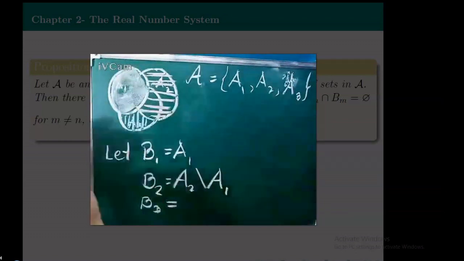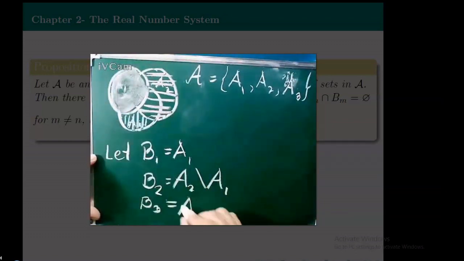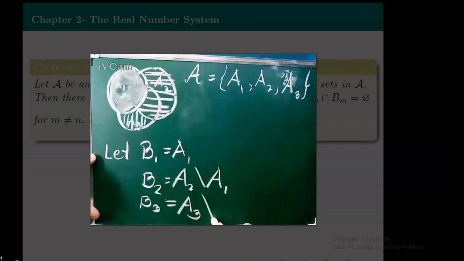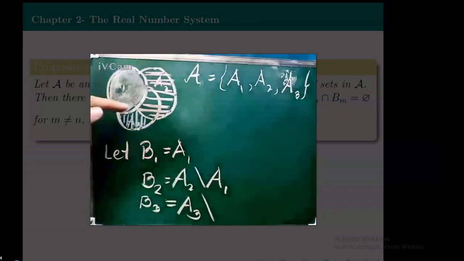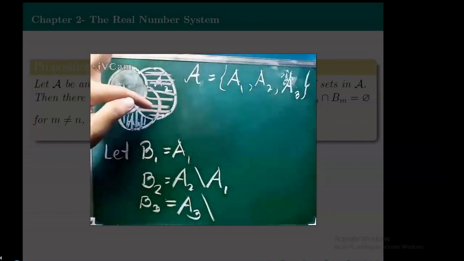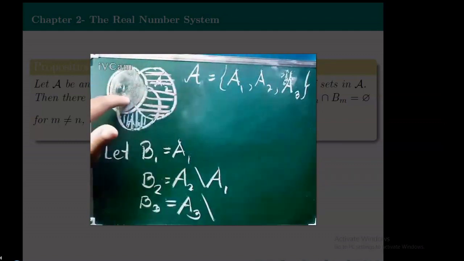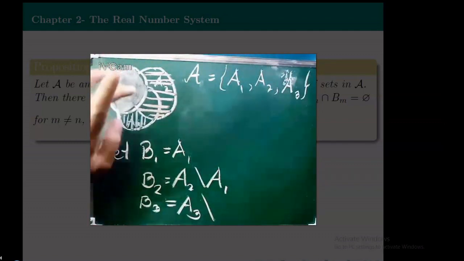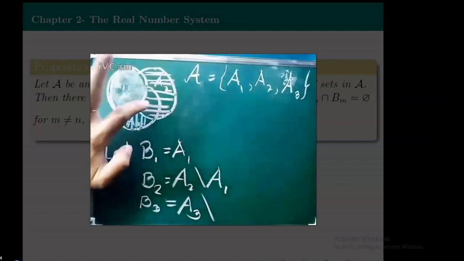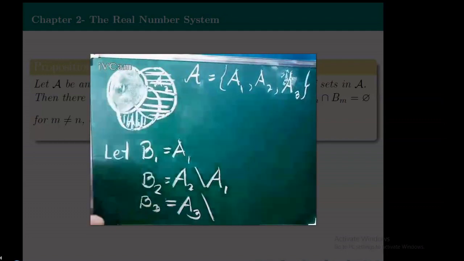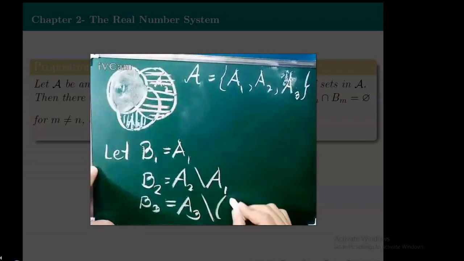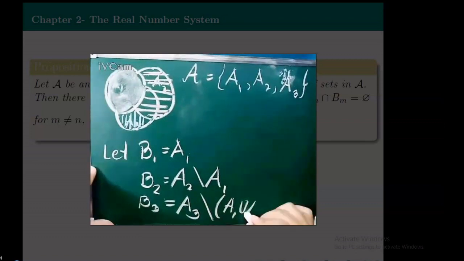So we have here A3 minus, of course, these sets here that belong to A1 and A2. So this is the union of A1 and A2. So we are going to subtract it: A1 union A2.